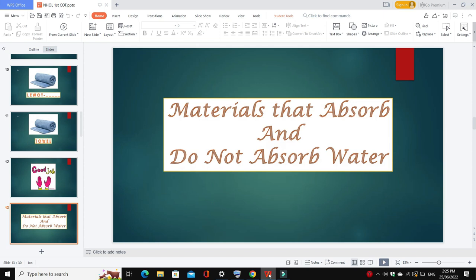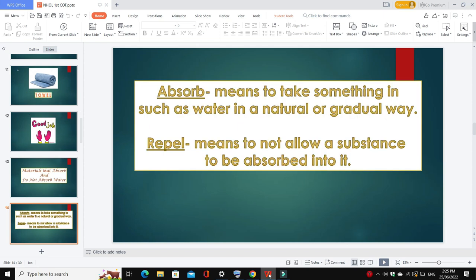Materials that absorb and do not absorb water. Absorb means to take something in, such as water, in a natural or gradual way.